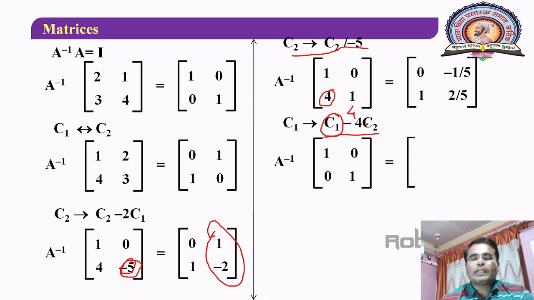The same thing happens on the right hand side also. There will be changes in the first column. 0 minus 4 times this entry, minus 4 into minus 1, that is plus 4. So 0 plus 4 by 5 is 4 by 5, and 1 minus 8 by 5 is minus 3 by 5. Is that clear? Then minus 1 by 5 and 2 by 5 remain as is.